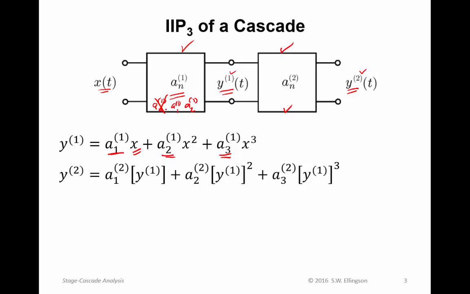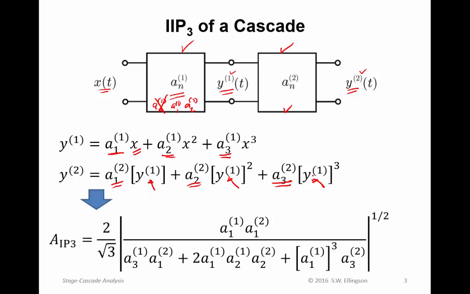And then the output of the second two port can be written as shown here. Here are the coefficients describing the second two port. And then here is what is at the input of the second two port. So I've just rewritten the equations appropriately. What I've written here is the third order intercept point now for this cascade of the two blocks in terms of the coefficients A for each of the two ports. It's a rather complicated expression.